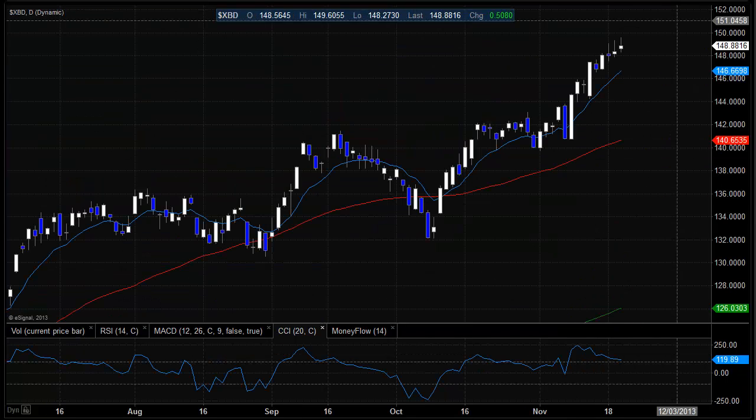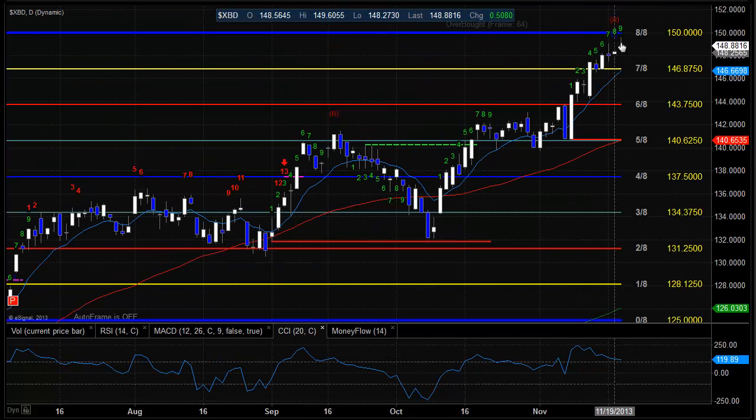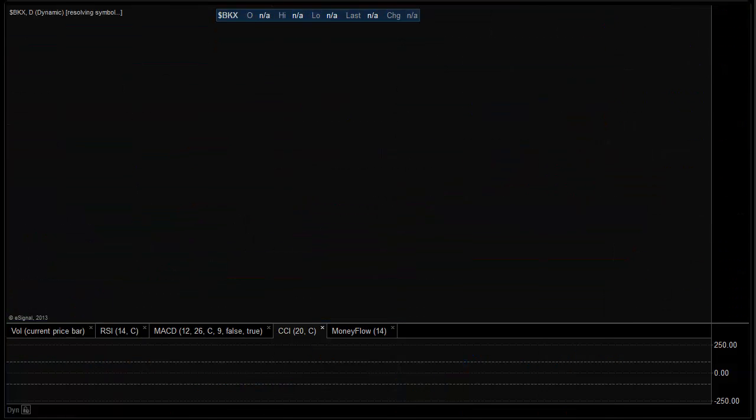Broker dealers were strong on the day. I want to take a look at that. We're 9 days up now in the Seeker momentum phase, right into that 8/8 area at 150. So we'll definitely not be looking at pile-on longs at this point in this sector.